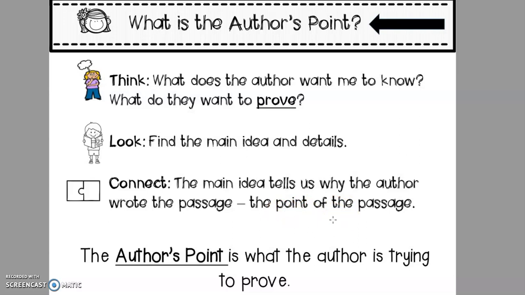Maybe the passage, like the other day, was all about stingrays. The author's point there was he wanted to tell us about stingrays. That was the point he was trying to make. He thought they were interesting. He gave us lots of key details about the things that they ate, how they were related to sharks. So he was giving us information about stingrays. His point was to teach us more about stingrays and why they're interesting. All right, so let's try to practice what that looks like.